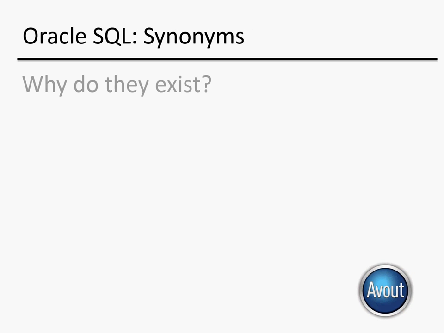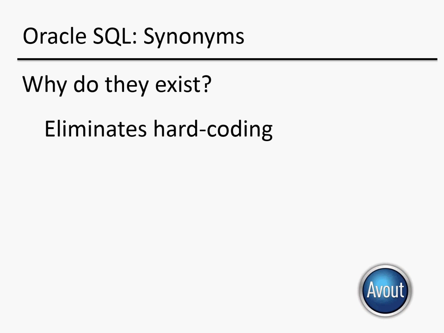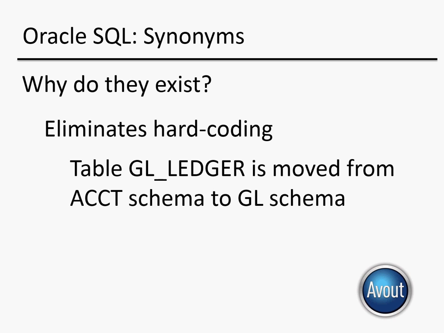The more important reason as to why they exist is that they eliminate hard coding inside your application. Let's say, for example, you have a table called GL_ledger, and it was in the ACCT schema for accounting, and the database gets reorganized. The application starts growing bigger and bigger, and it's decided that you need to break out tables and views into different schemas to reorganize your database a lot more efficiently. If you do that, and you're referencing GL_ledger through acct.gl_ledger, you have a problem.